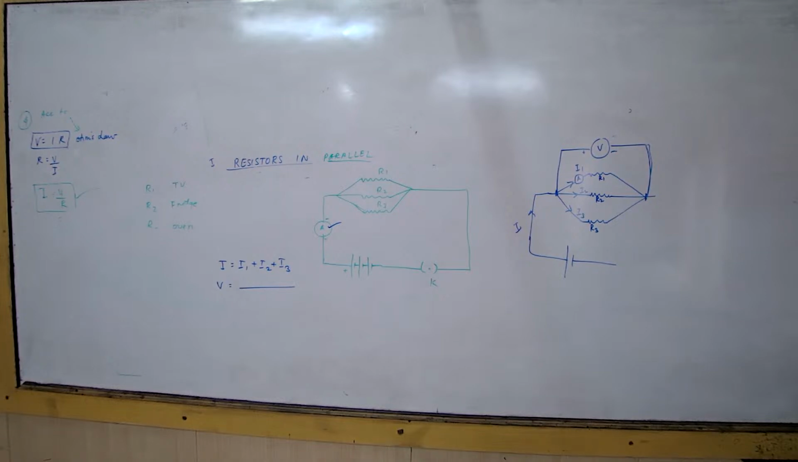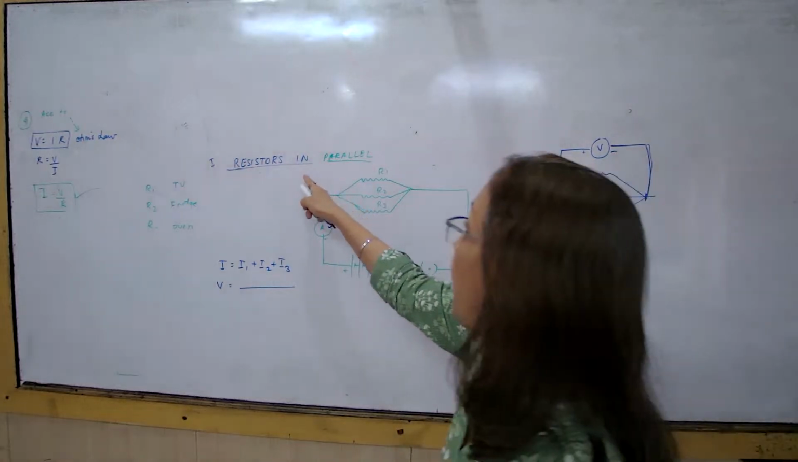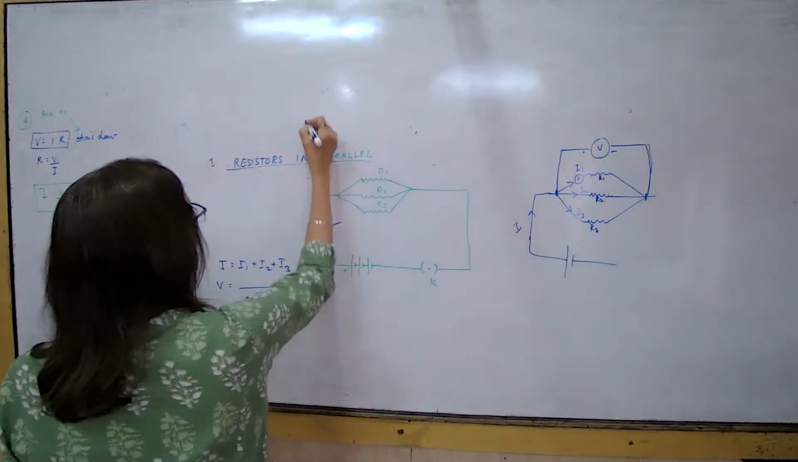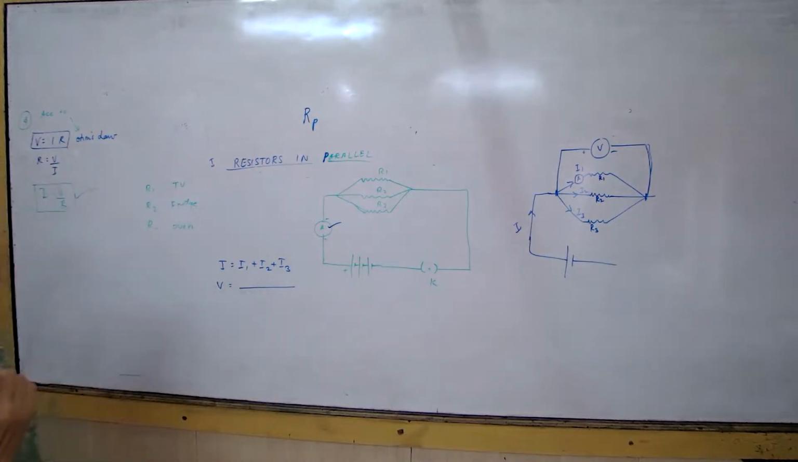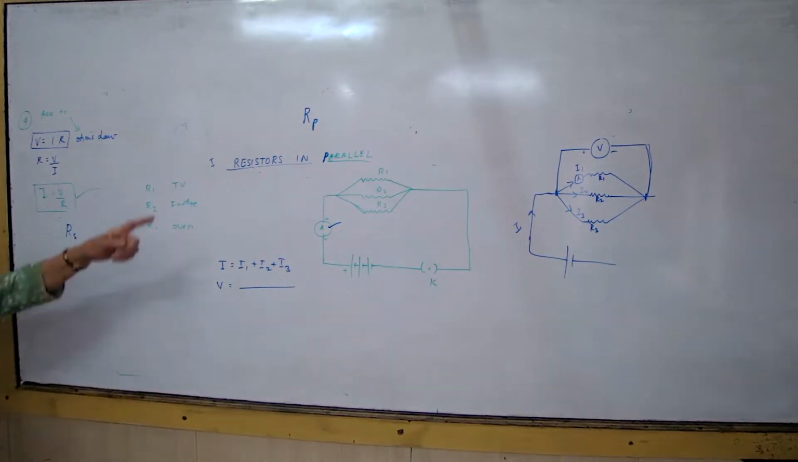What is RP? Now what are we doing? These are resistors in parallel, P and R. So that is why we are writing it as RP. If it is in series, I'm going to write it as RS.